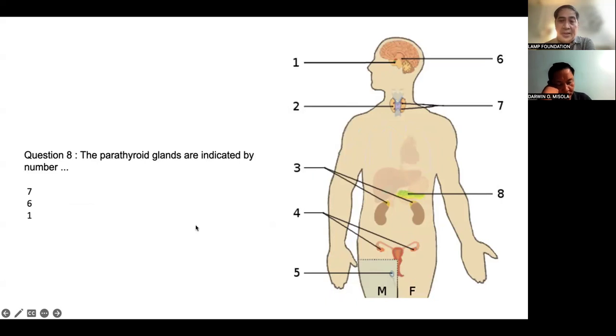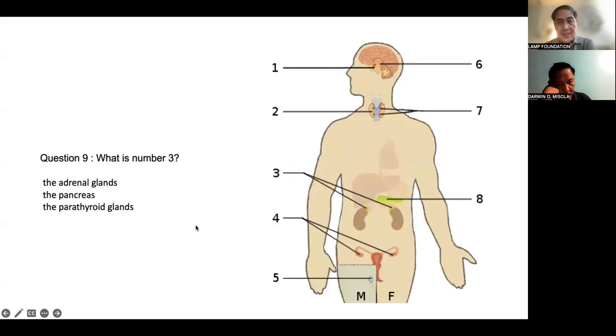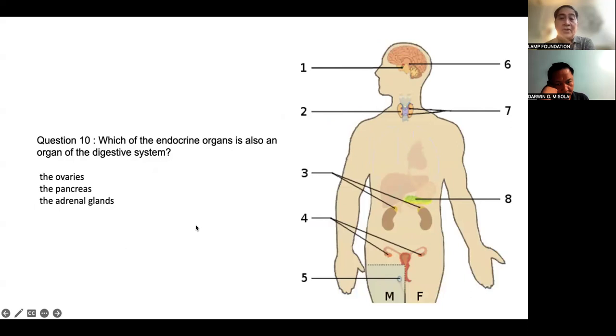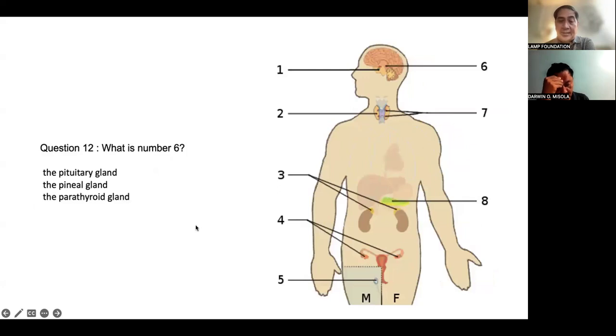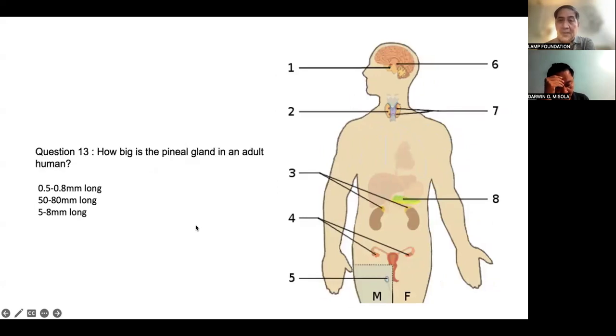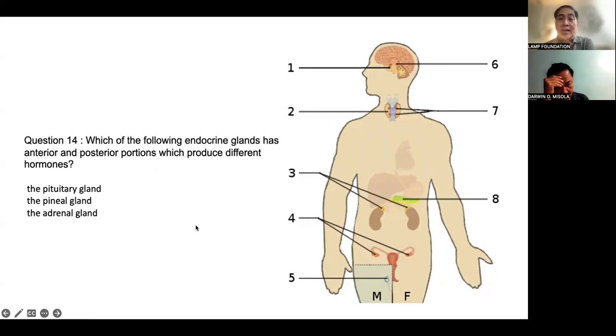Parathyroid glands are indicated by number 7. What is number 3? Adrenal glands po. Which of the endocrine organs is also an organ of the digestive system? The pancreas. The ovaries are indicated by number 4. What is number 6? Pineal gland po. How big is the pineal gland in an adult human? 5 to 8 mm long. Which endocrine gland has anterior and posterior portions which produce different hormones? The pituitary gland po, Doc.